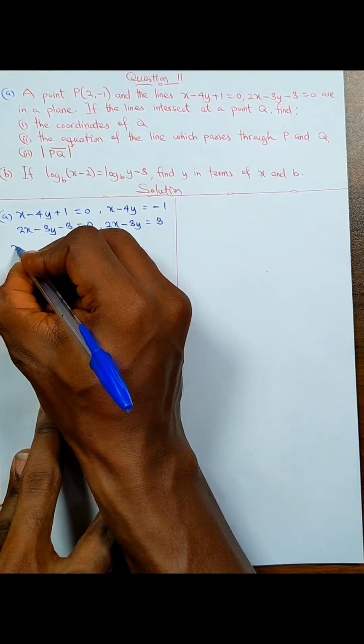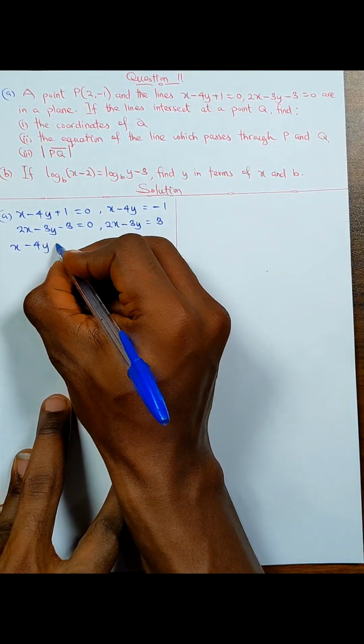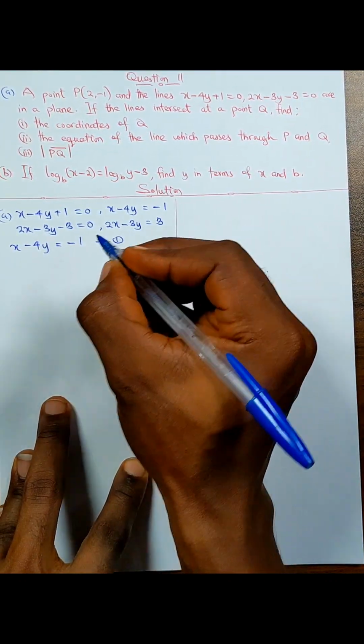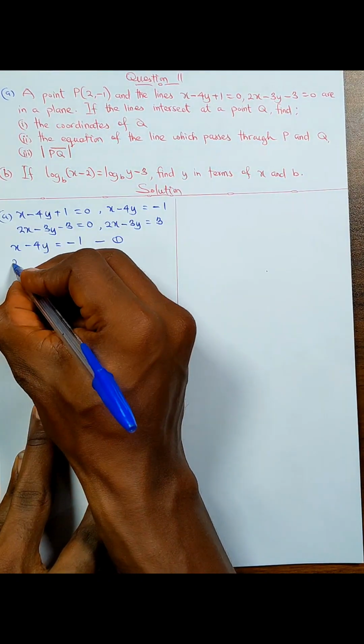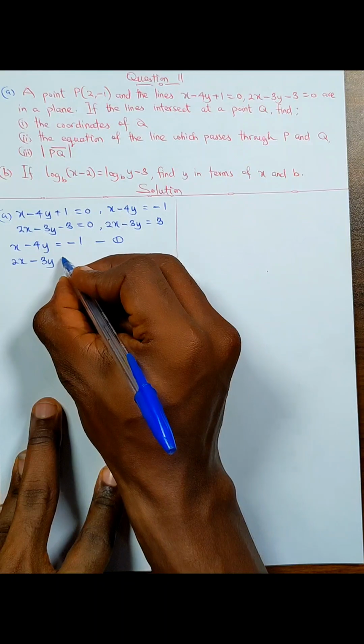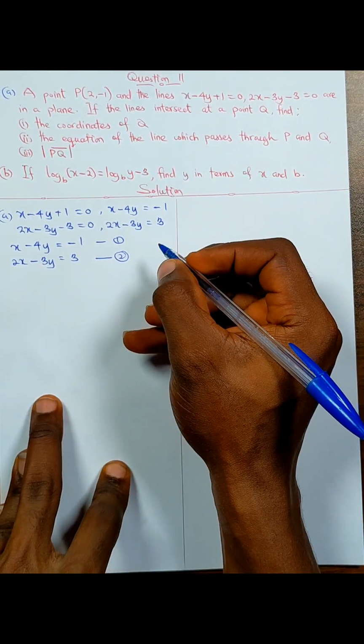So let me rewrite the equations. We have x - 4y = -1. I'll call this equation 1. Then 2x - 3y = 3. I'll call that equation 2.